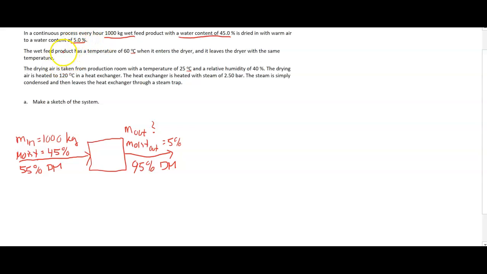Then we go a bit further. The wet product has a temperature of 60 degrees when it enters, and when it leaves, it has the same temperature. Same temperature here. So T out is 60 degrees centigrade, which means that the air out here, air out is also 60 degrees.